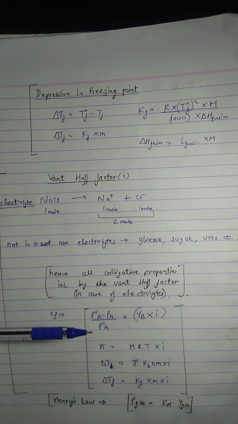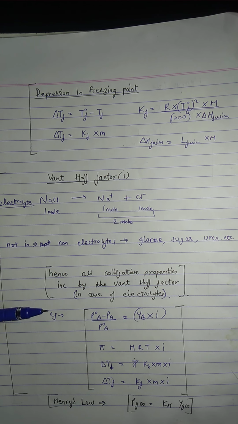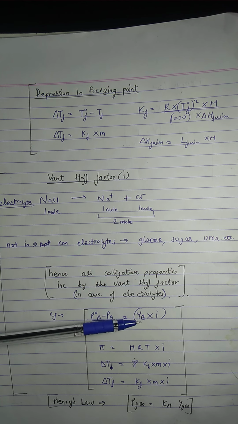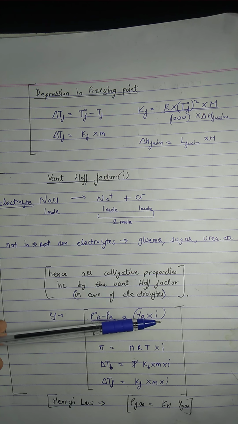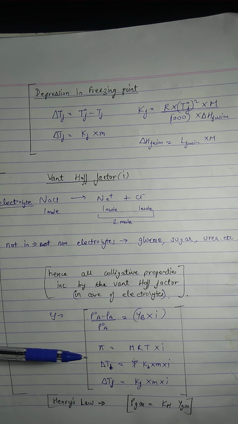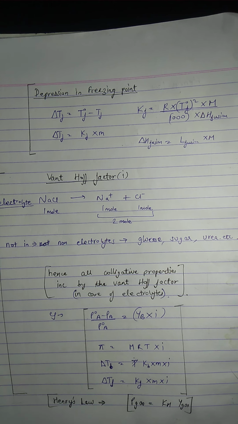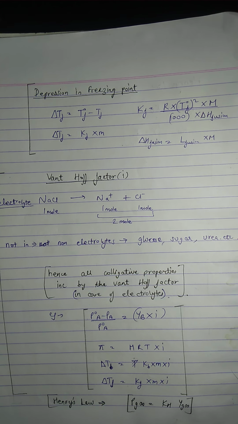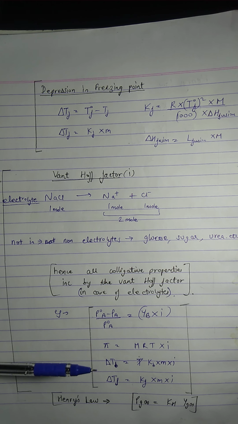So now we will discuss all the colligative properties. So first was the relative lowering in vapor pressure. So number of mole fraction of solute will be multiplied by Van't Hoff factor I. Now likewise every colligative property will get multiplied by the Van't Hoff factor. So this will be the new formula for all these colligative properties in case of the electrolytes.